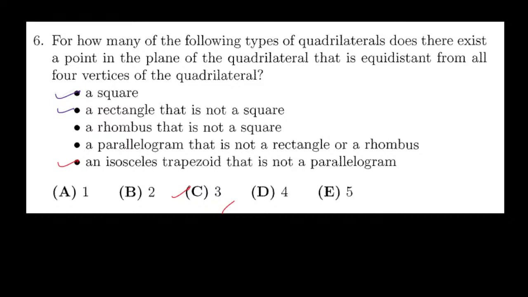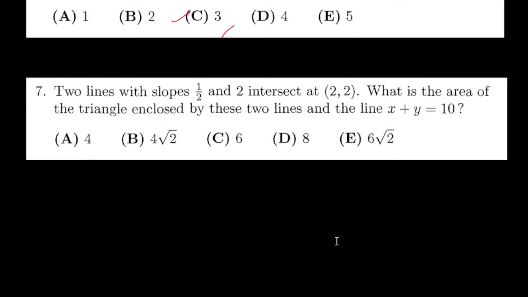Seventh problem, if we see this question number 7: two lines with slope half and 2 intersect at 2 comma 2. What is the area of the triangle enclosed by these two lines and the line x plus y equal to 10? Okay, again a challenging one.